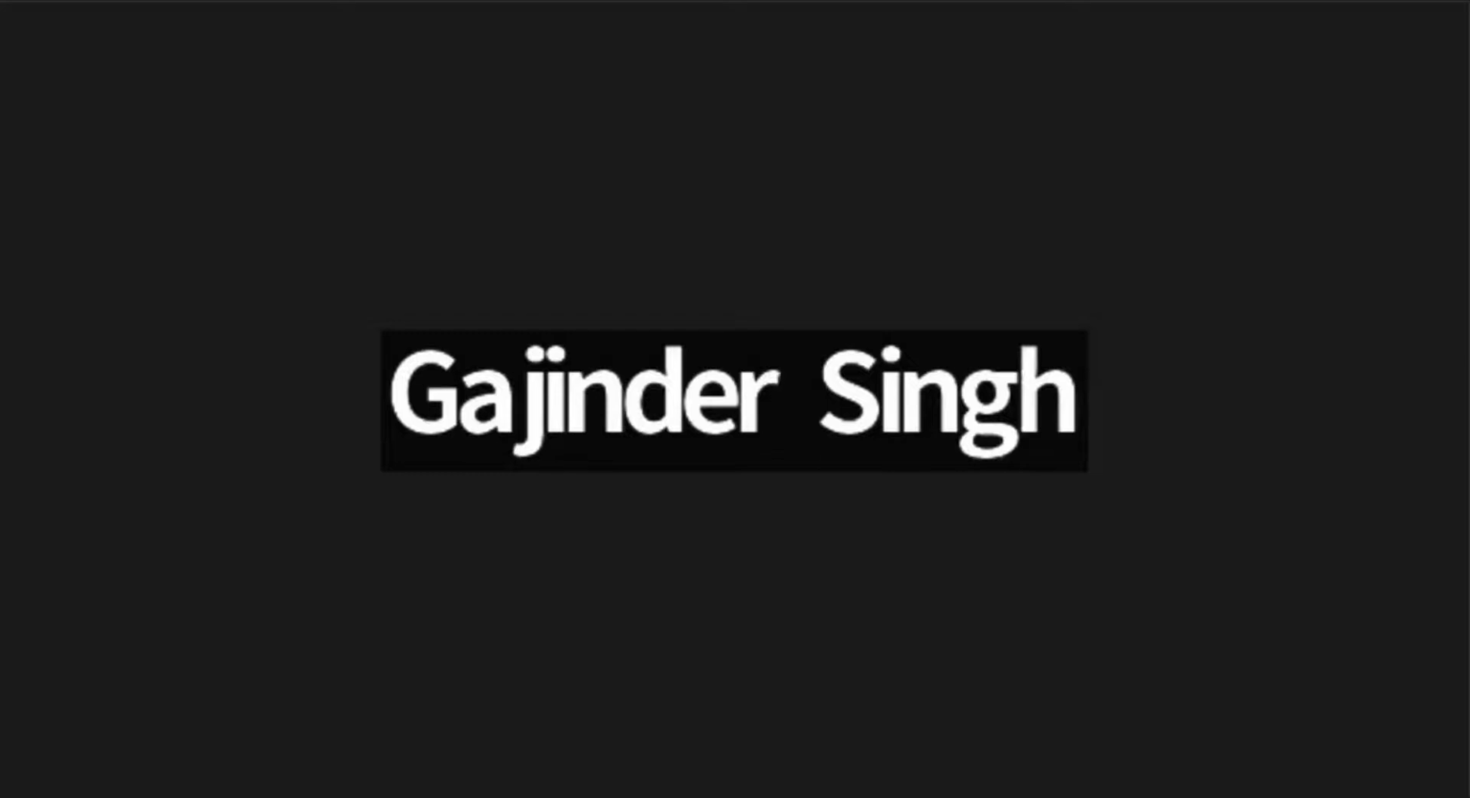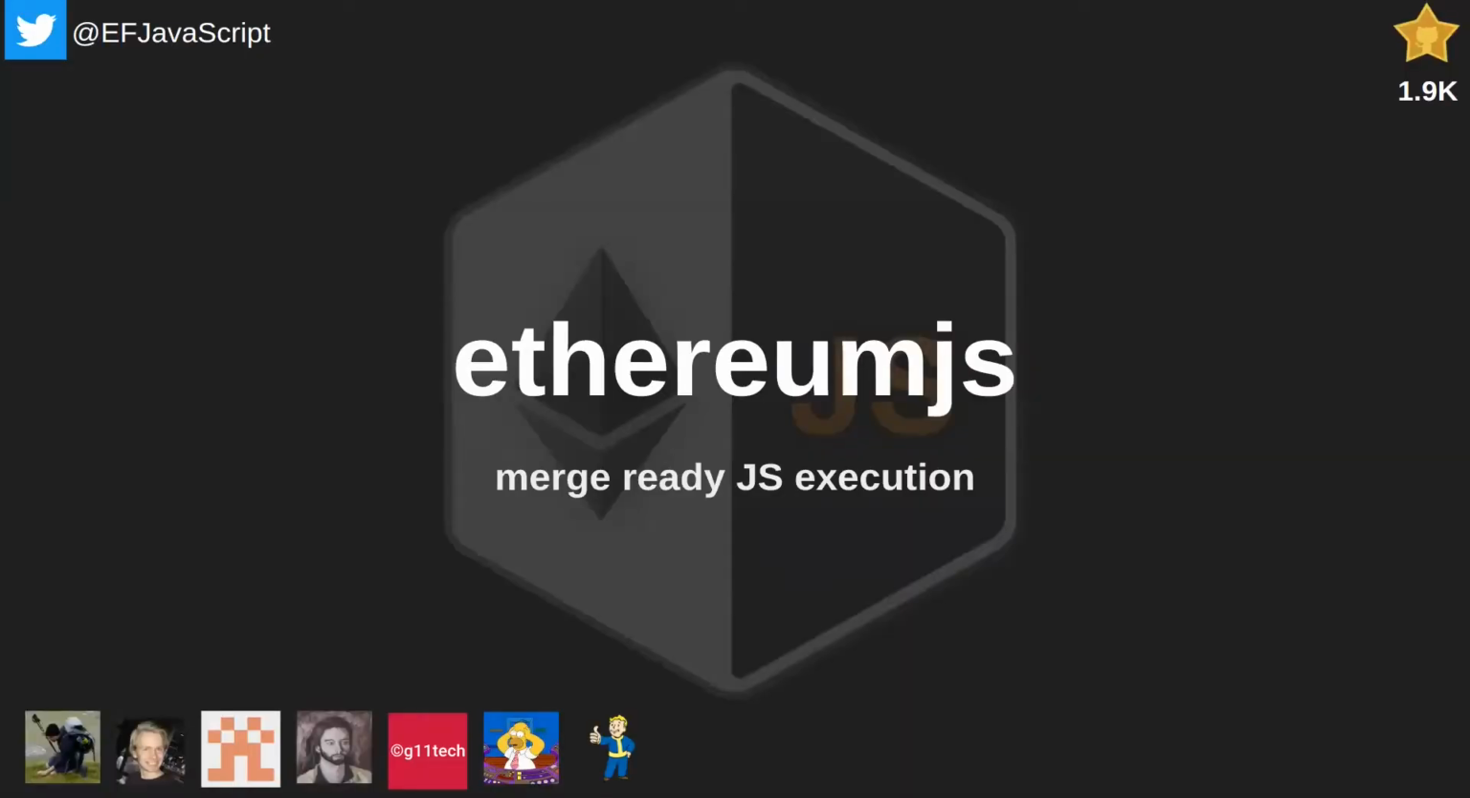Hi, Pooja. How are you doing? And hello, everyone. I'm Gajinder, and I'm happy to be here to represent Ethereum JS, which is basically a merge-ready JS execution client. And we are quite popular on GitHub. We have 1.9K GitHub stars. The team is led by Holger, Jochem, Andrew, Gabriel, myself, Scotty, Amir. We are a few of the team members, and then there are a lot of contributors who have really contributed to Ethereum JS.